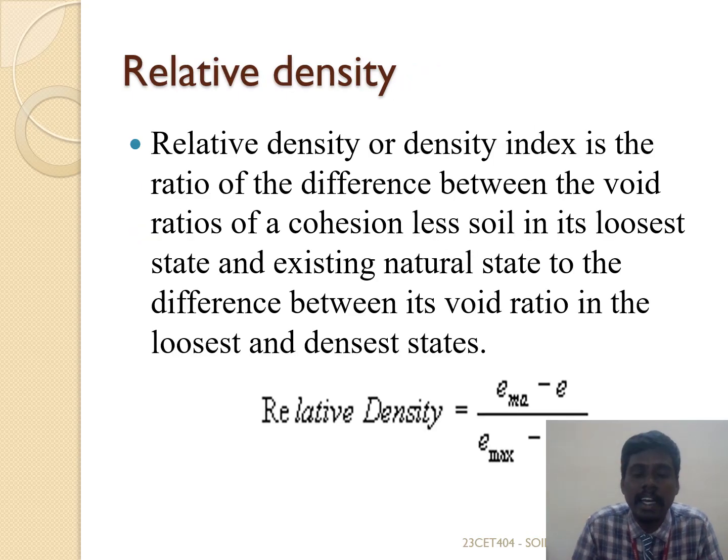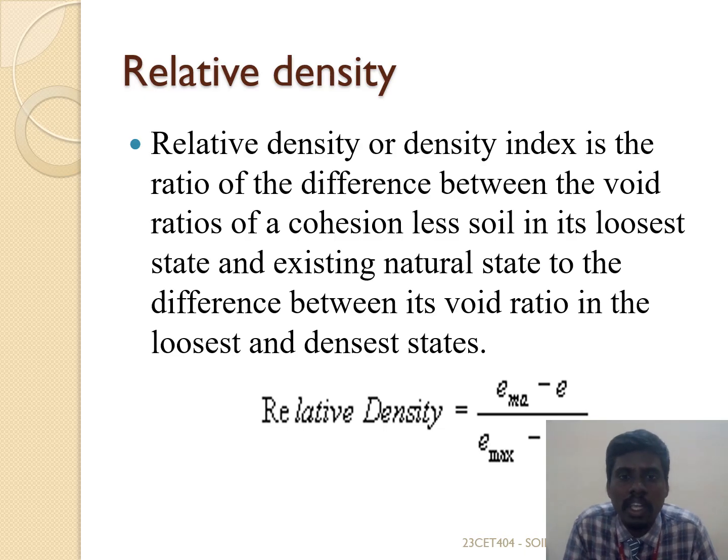And the next one is the relative density, which is the last property of the index properties. Normally the formula is (Emax minus E) divided by (Emax minus Emin). Emax means the maximum void ratio. The maximum void ratio only occurs in the loosest state of soil, and Emin is the minimum void ratio. The minimum void ratio only occurs in the compacted state, that means the densest state of soil.